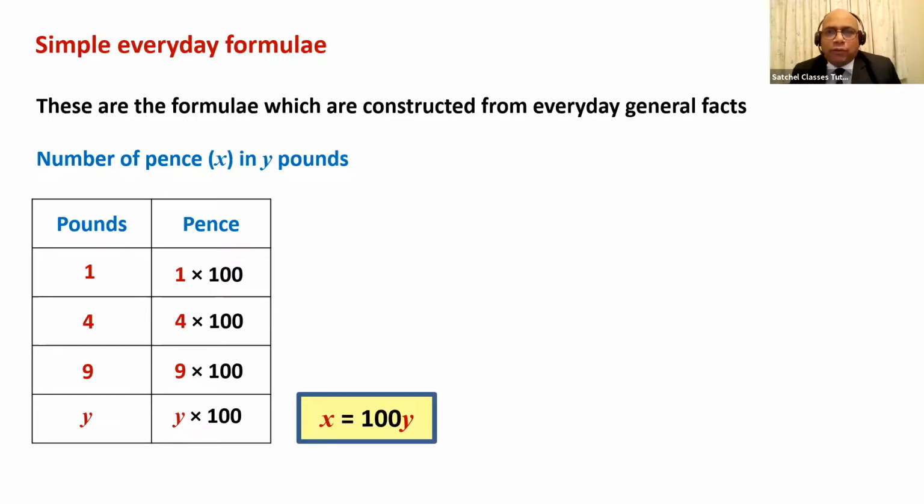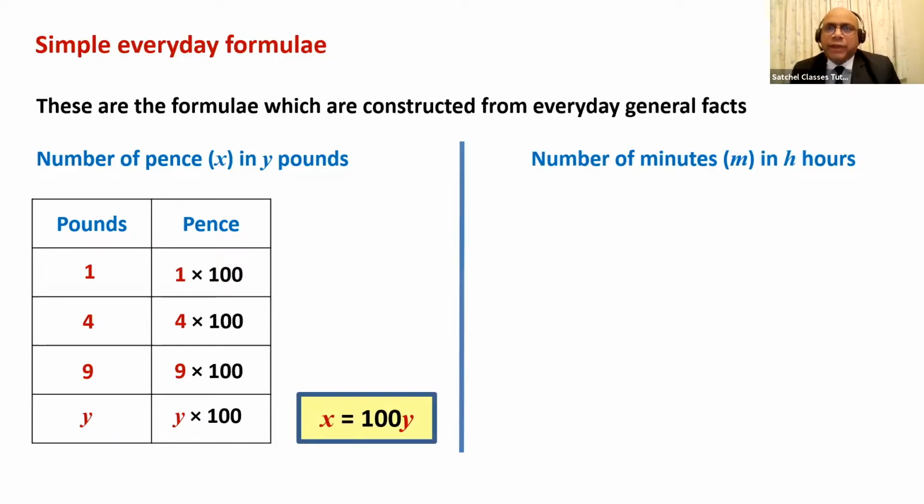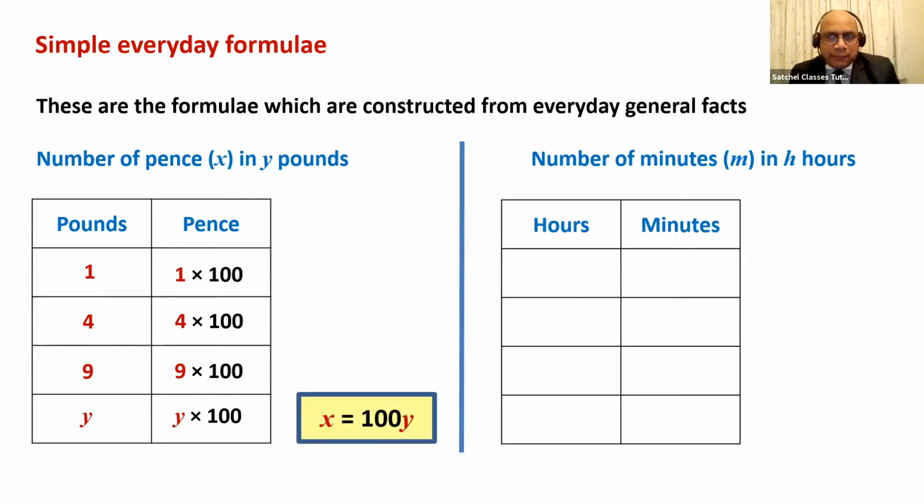Let's look at one more formula. How many minutes M will there be in H hours? Well, let's use the same thumb rule again. Instead of H, we'll replace that with simple values like 1 hour. If there was 1 hour, how many minutes will there be? 60 minutes, right? 1 times 60. How about 3 hours? The number of minutes would be 3 times 60. In 7 hours, the number of minutes would be 7 times 60.